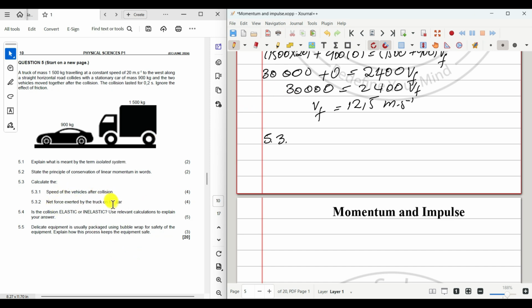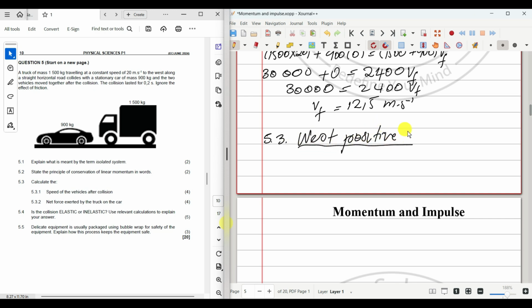5.3.2, calculate the net force exerted by the truck on the car. It's up to you which value you're using, right? So I'm going to say west is positive. That's very important. West is positive. And by the way, the speed that we got there, we refer to it rather as velocity. As you can see, it is positive. It is going to be west.